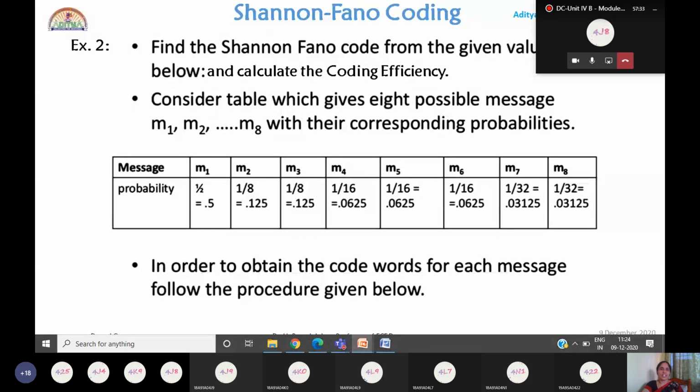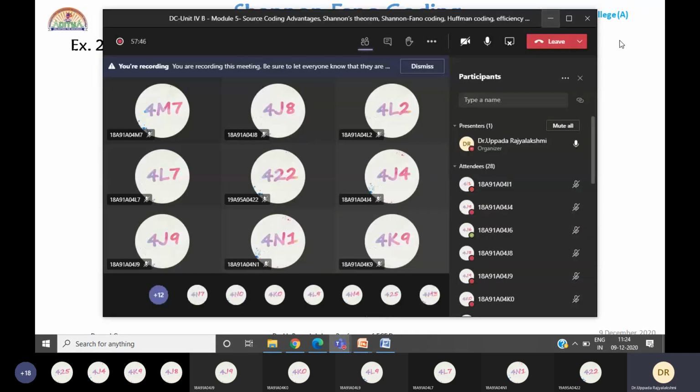Now I request any one of the students, I already told you the process. Please tell me the 3 steps used for the Shannon Fano encoding process. Any one of the students? What is the first step?